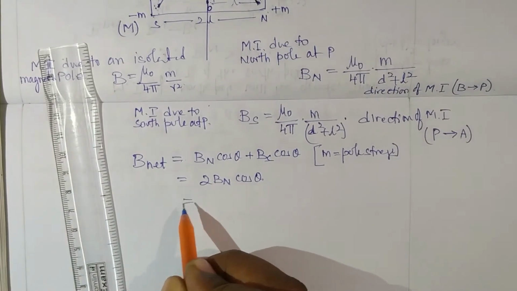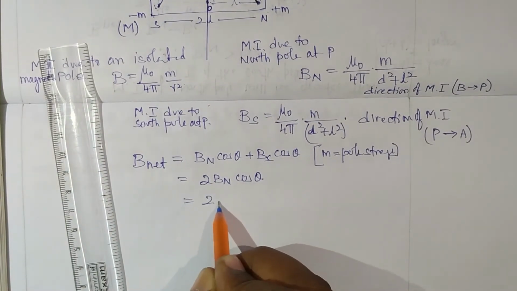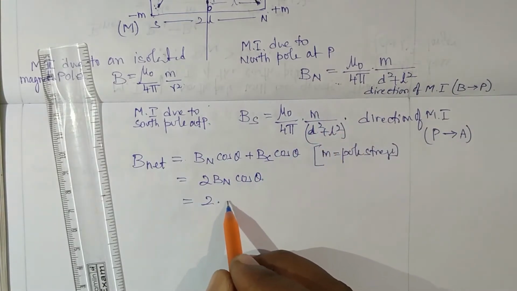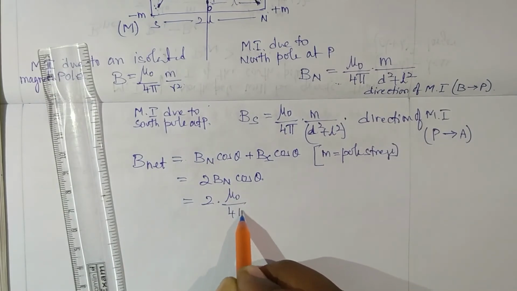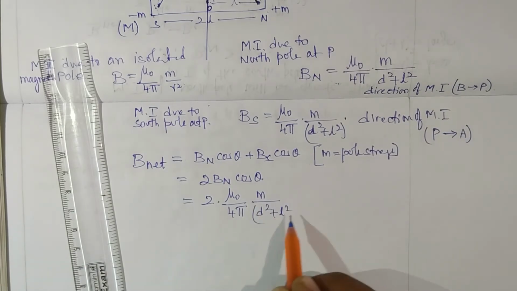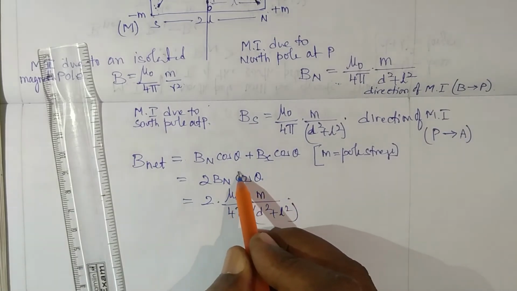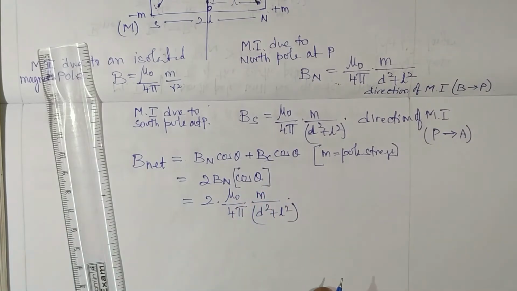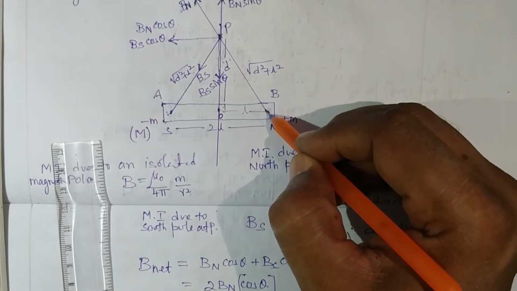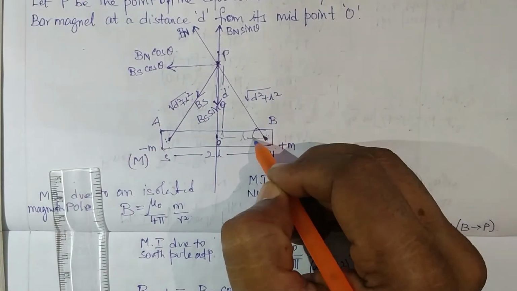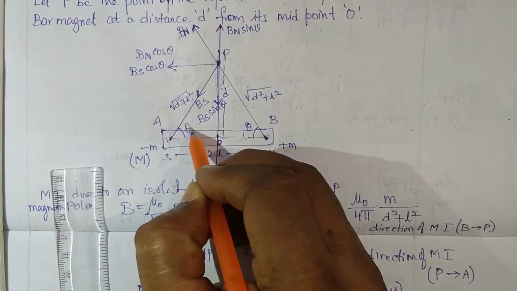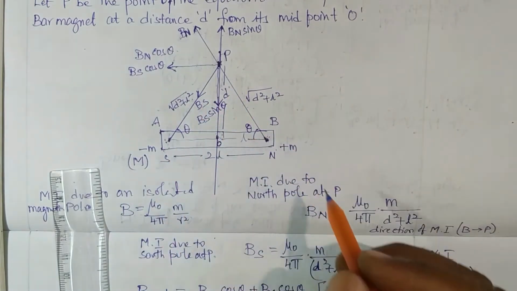Now, what is the net magnetic induction? It is 2 into the magnetic induction of this north pole, which is mu naught by 4 pi, m by d square plus L square. Now, in the place of cos theta, what do I have to write here? You see here, the angle made at this end from the north pole to this point is theta, and this angle also will be theta, since this will become an isosceles triangle.